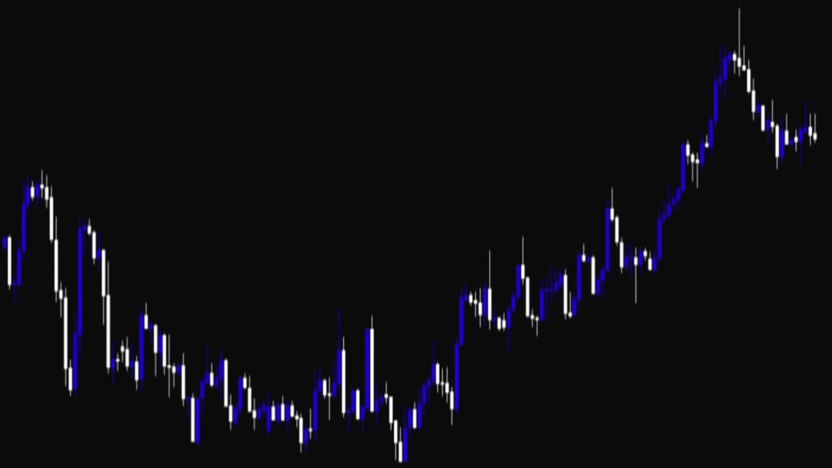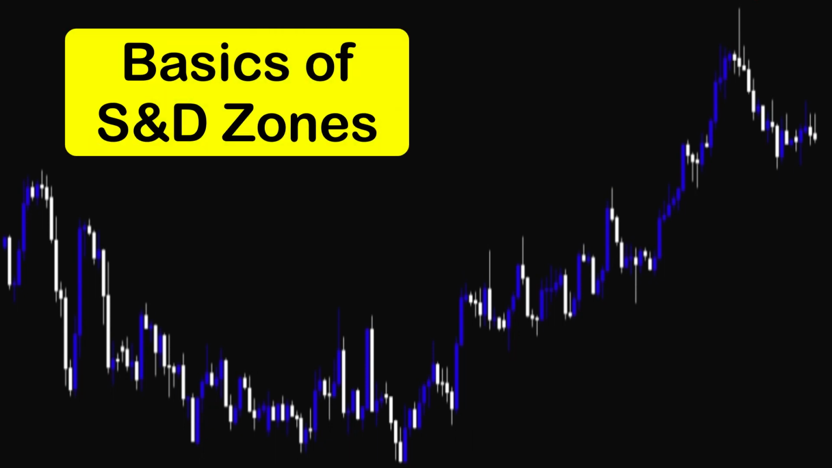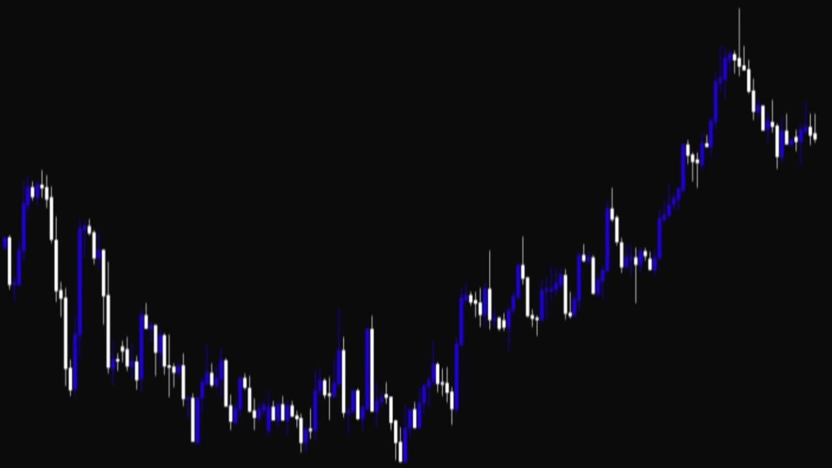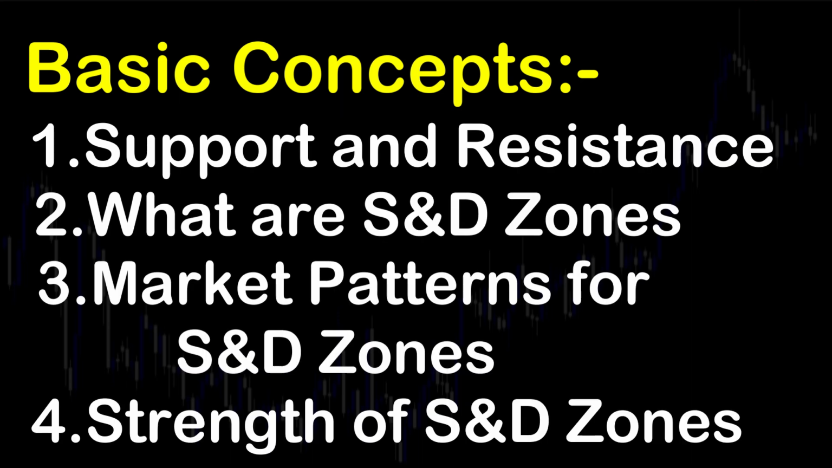Now let us first understand the basics of supply and demand zone. We need to learn all these four concepts before we move on to the best strategy of the supply and demand zones on the chart.